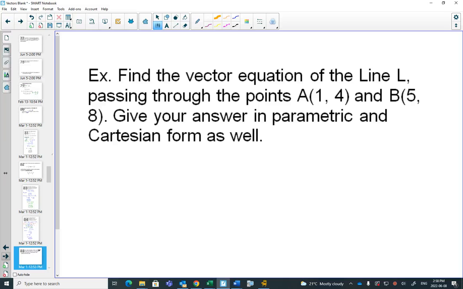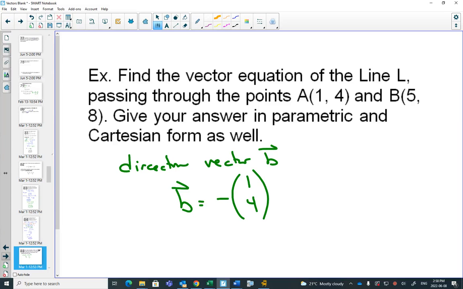So what do we need? We need a point. We have that. We need our direction vector. And our direction vector b will be, take one of them and go back to the origin. So if I take A and go back to the origin, can you see that that would be -1, 4?